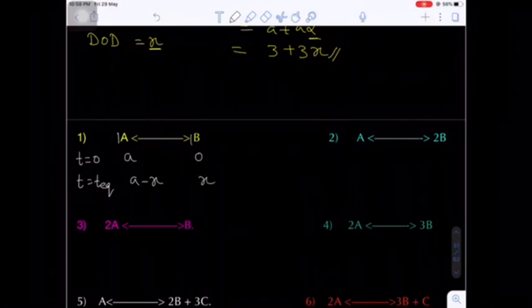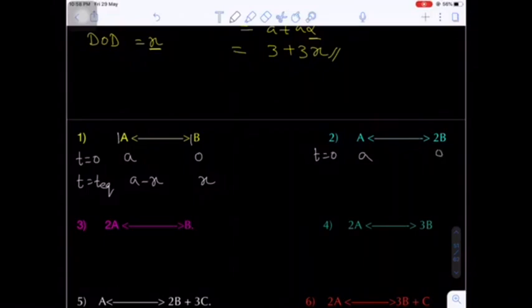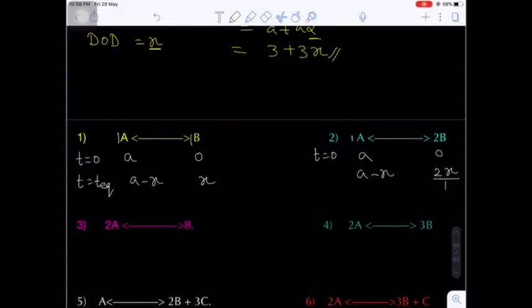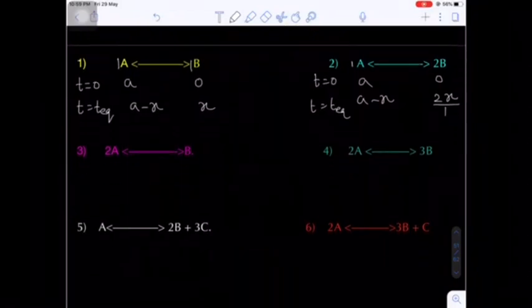That is the final. Okay, if you want to calculate the total number of moles, you can add. Question number 2: at equilibrium, let's suppose x mole decomposes. Here 2x moles form. What is the stoichiometry of A? 1. So we can write 2x by 1. This is the total number of moles present at equilibrium. That is a minus x plus 2x, that is a plus x.